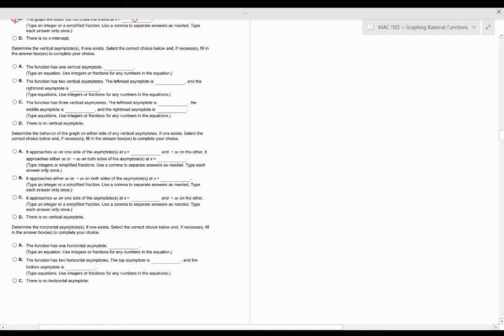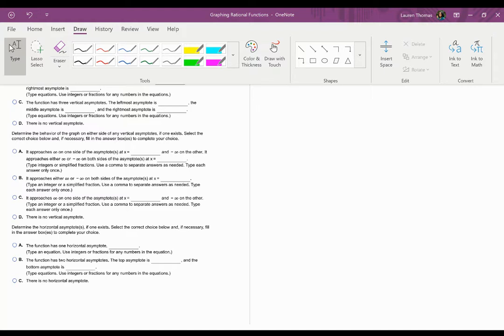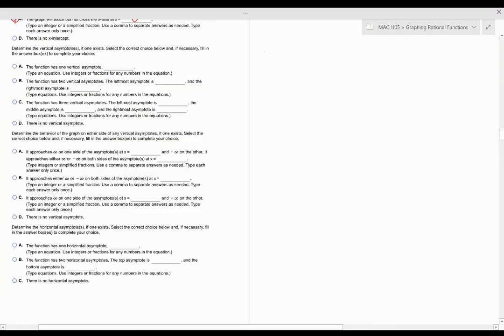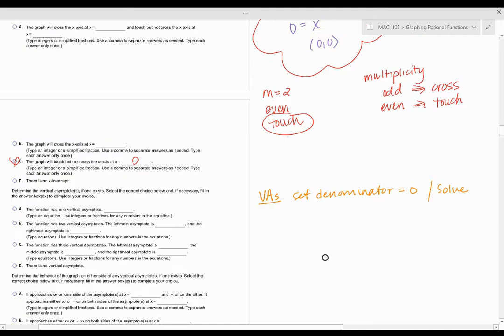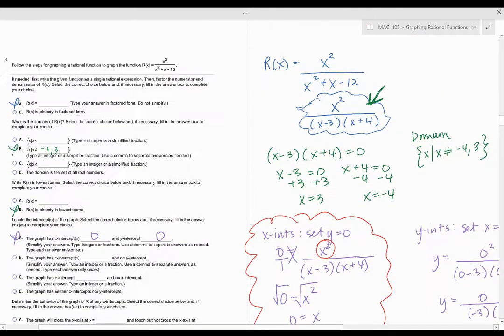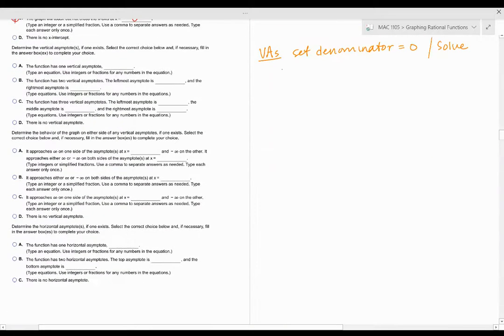All right, the next part of our question wants us to determine the vertical asymptotes, if any exist. So let's do that. Remember, to find vertical asymptotes, you set the denominator equal to 0 and you're going to solve. So our denominator, let's go back up, was x minus 3, x plus 4. I'm going to set each one of those factors equal to 0. I'm going to solve for x. All right, so I have two vertical asymptotes, one at 3 and one at -4.